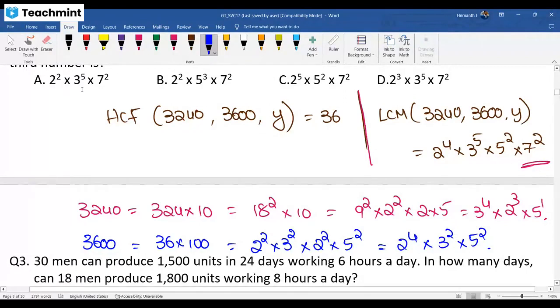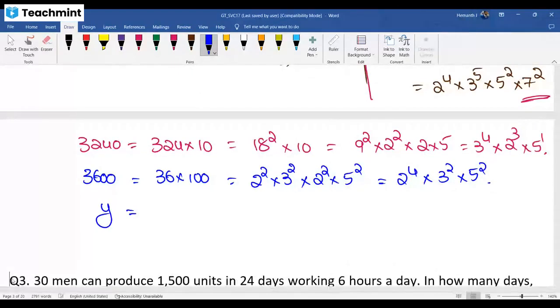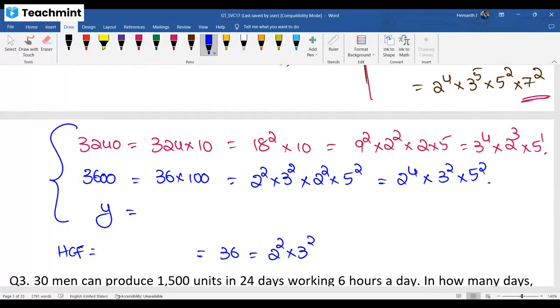Right. So once you write the given numbers as prime number powers, there is one more number, the third number. What is the third number? We don't know. But listen, now how to do LCM and HCF in general when you have all three numbers. The HCF is already given as 36, which means 2 square into 3 square, whereas the LCM is already given as 2 power 4 into 3 power 5 into 5 square into 7 square.